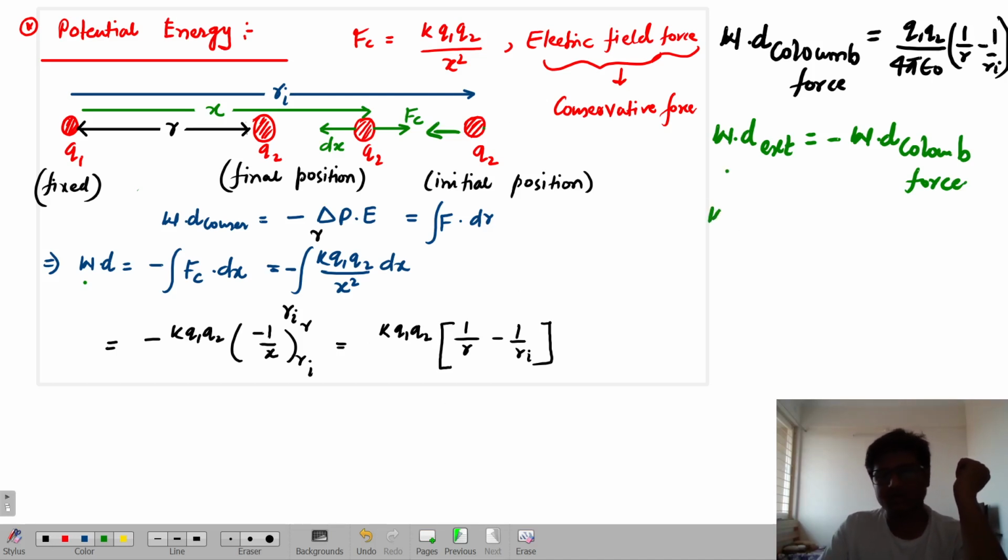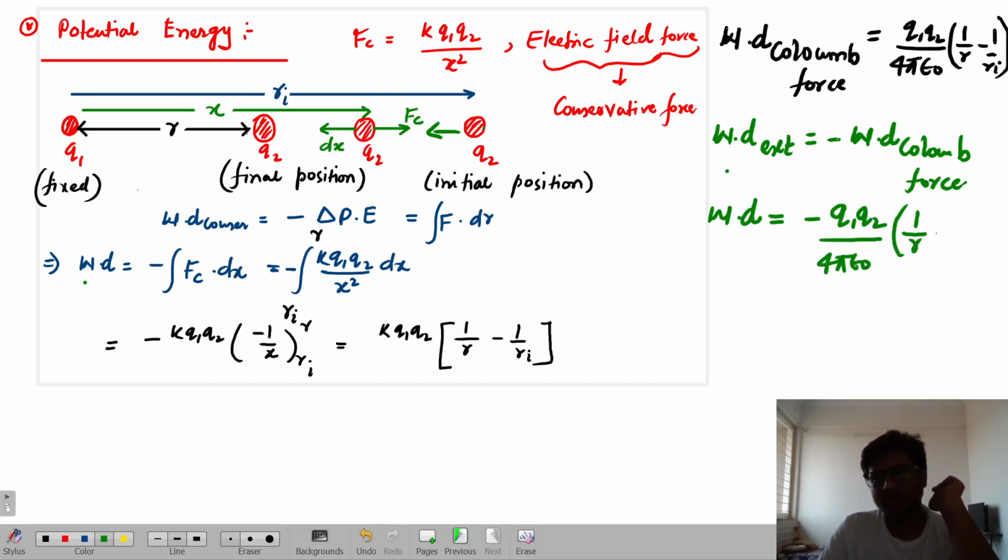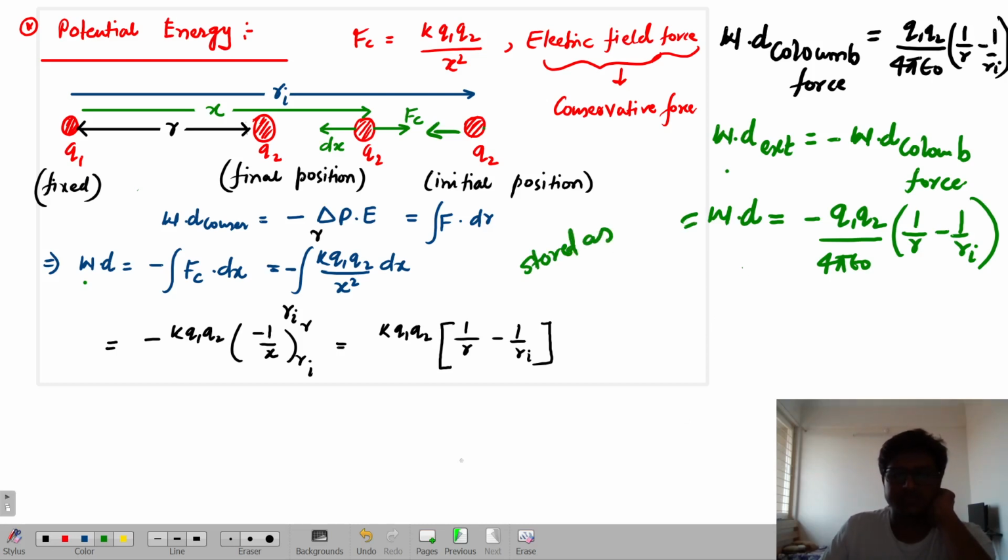So work done external, I'm directly writing as just work done. That will be how much? Minus of q1 q2 by 4 pi epsilon naught into 1 by r minus 1 by r initial. अरे कुछ तो बोलो हाँ या ना? That is the actual work done by the person. Are you able to get me? So now this work done will be stored as potential energy.